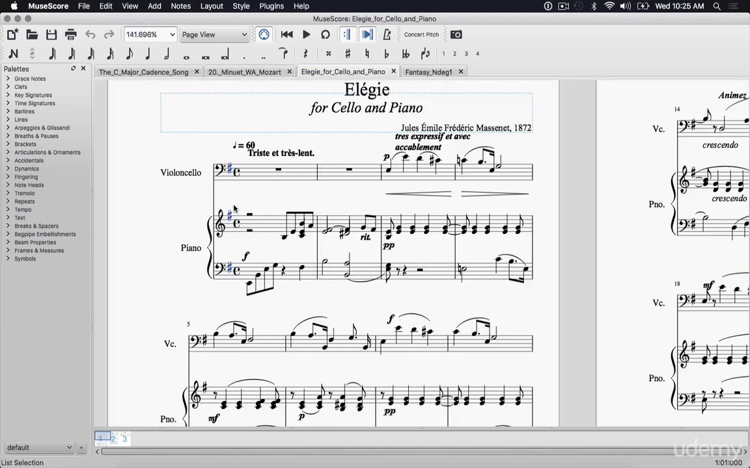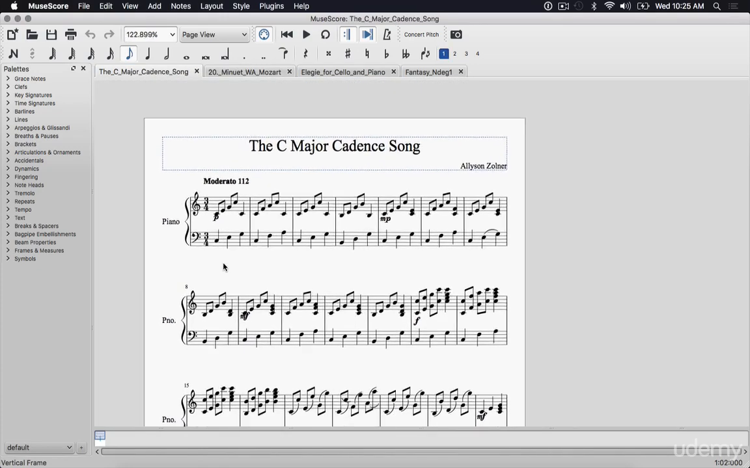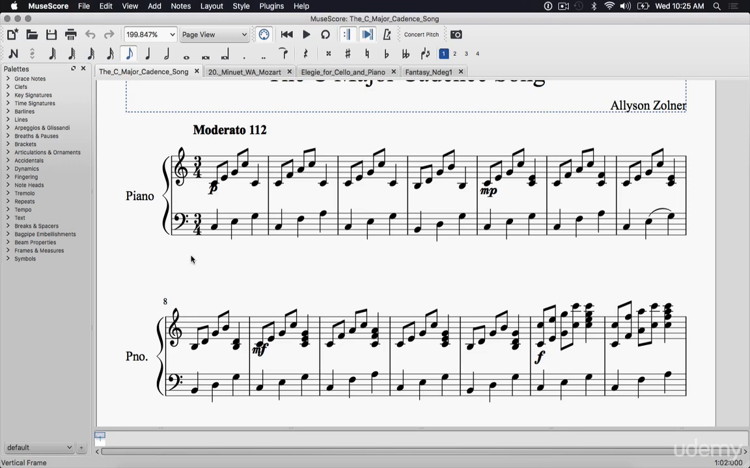1 sharp tells you that you are in the key of G. No sharps tell you that you are in the key of C. And here's another piece with 1 sharp, so that's in the key of G. This one, the C major song we were just looking at, has no sharps, so it is in the key of C. You can also have flats. If there's 1 flat in the key signature, then you are in the key of F. Don't worry about all these things. I'm going to tell you a trick to remember all of that stuff in the next video.